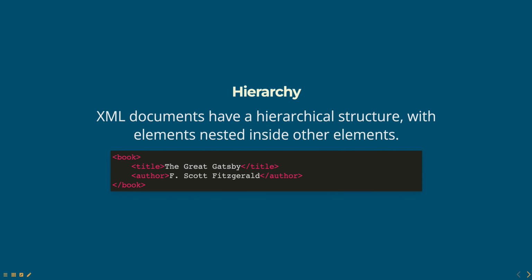Hierarchy. XML documents have a hierarchical structure with elements nested inside other elements. This creates a tree-like structure with the root element at the top and child elements nested inside parent elements. For example, in the following XML document, book is the root element and title and author are child elements of book.